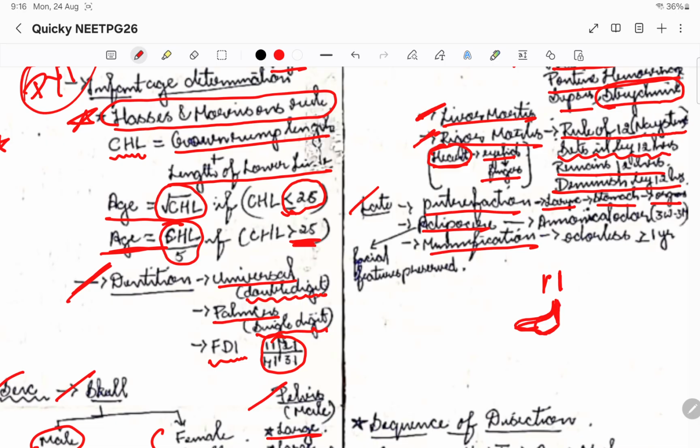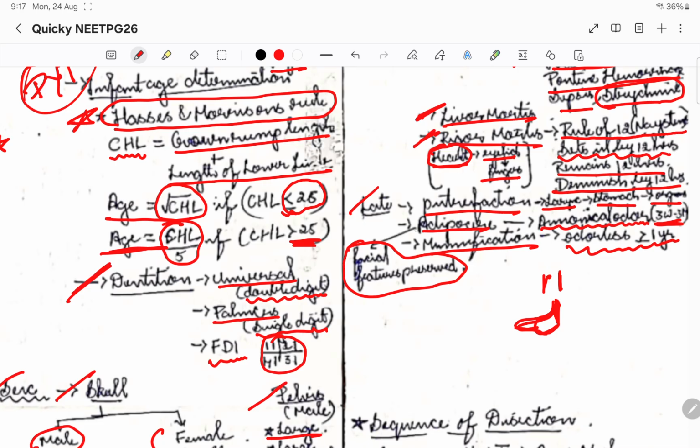Then adipocere, it has an ammoniacal odor. If the body has not been properly decomposed, then adipocere formation will be there, where the facial features will be preserved and the body has an ammoniacal odor. This is going to be there from 3 weeks till 3 months. Please remember these dates. Then coming to mummification, it will be odorless. So an odorless body will be there.